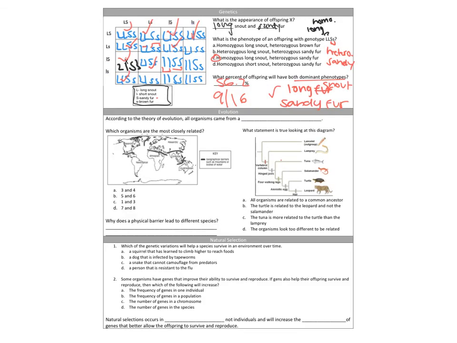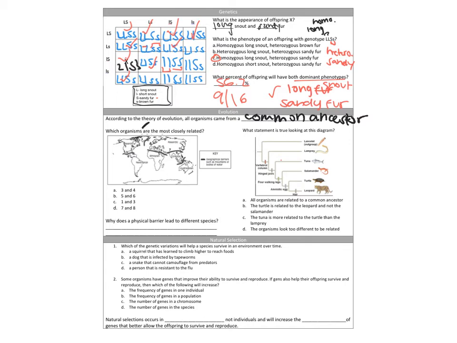Now, moving on to evolution. According to the theory of evolution, all organisms came from a common ancestor. That's someone way before our time that all organisms today on Earth are related to. So which organisms are the most closely related? So this is one of the evidences of evolution.